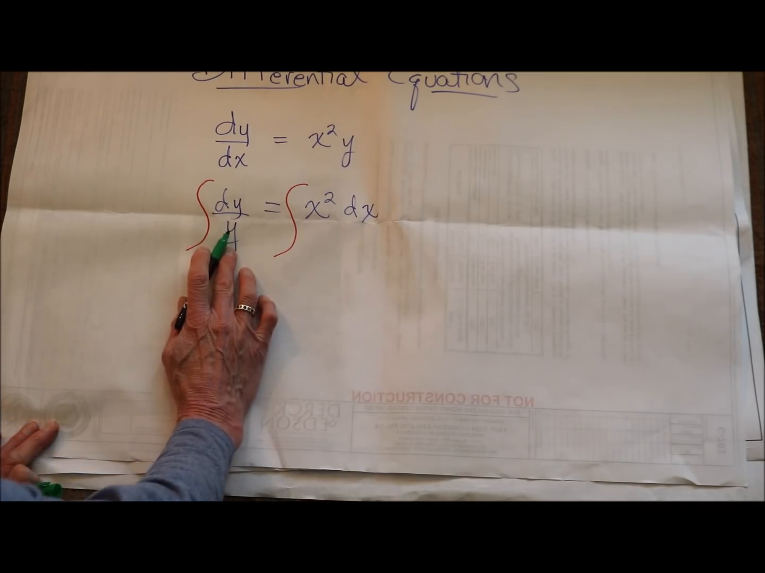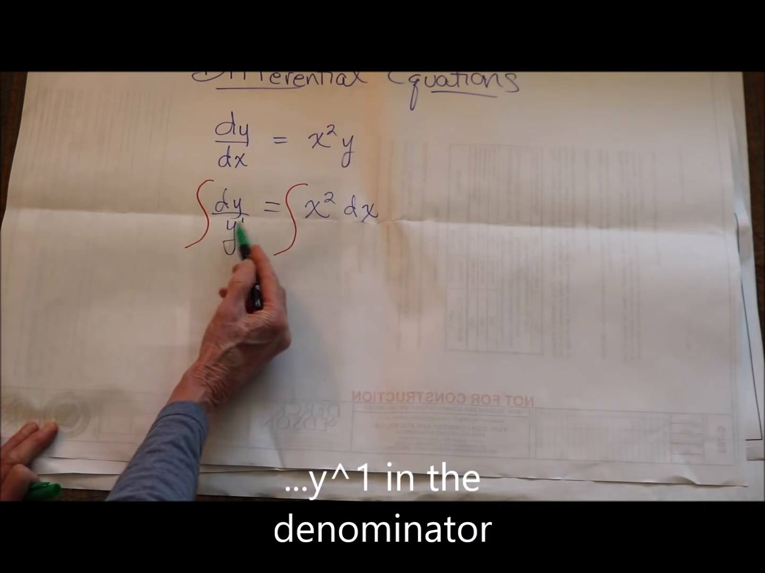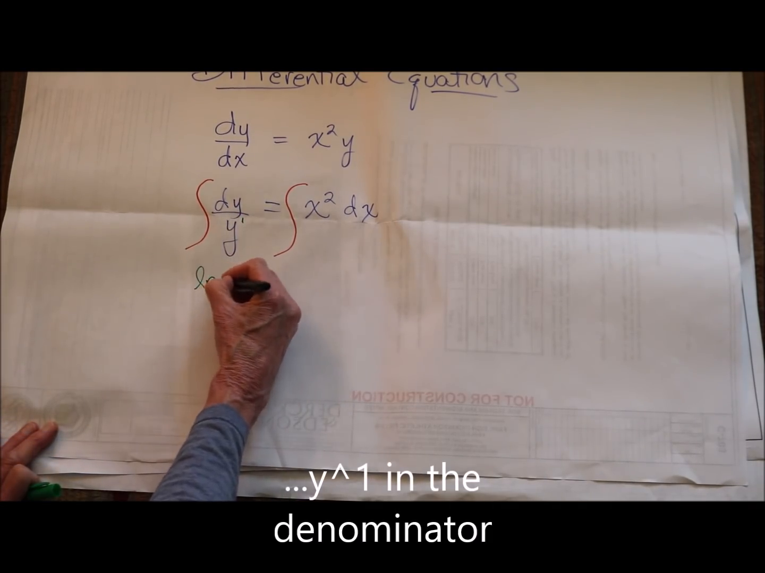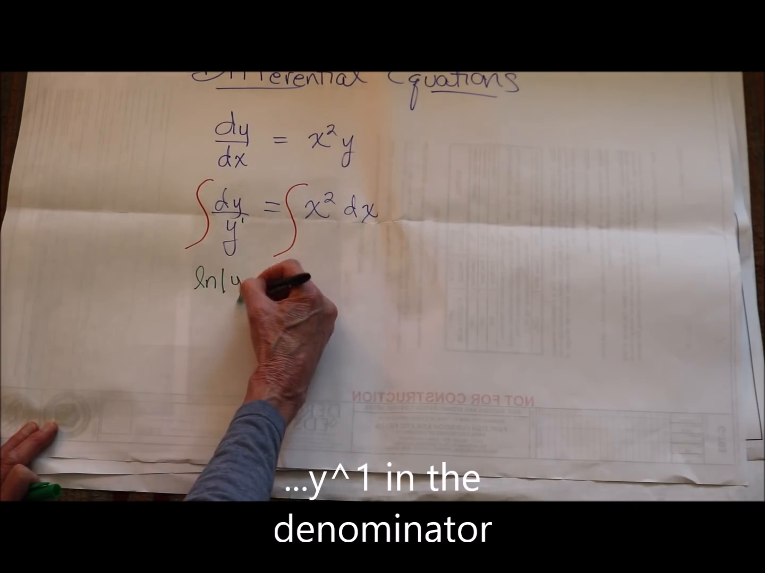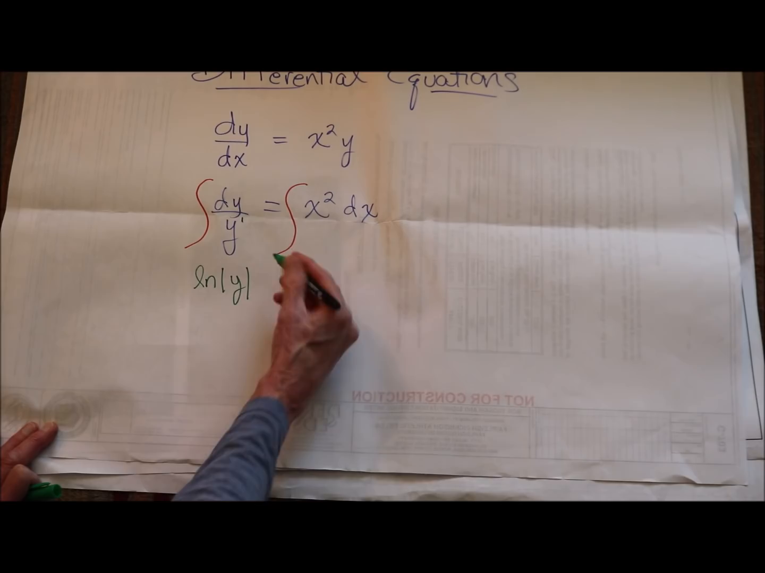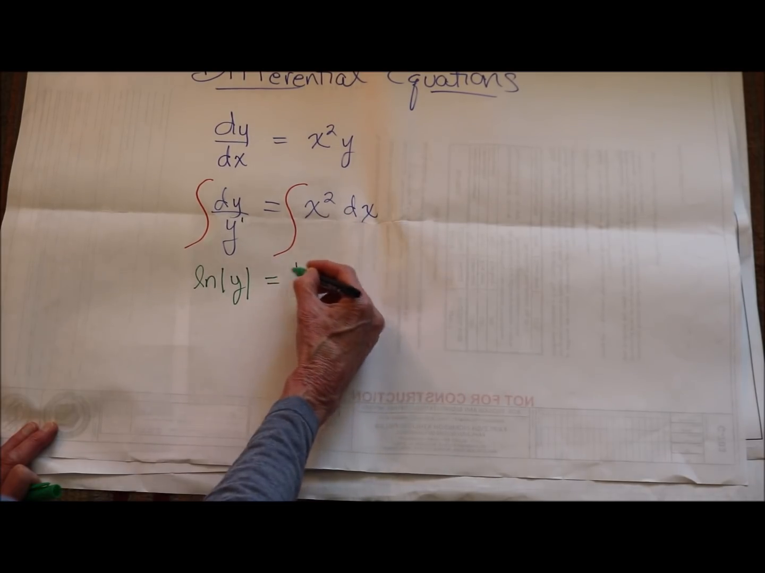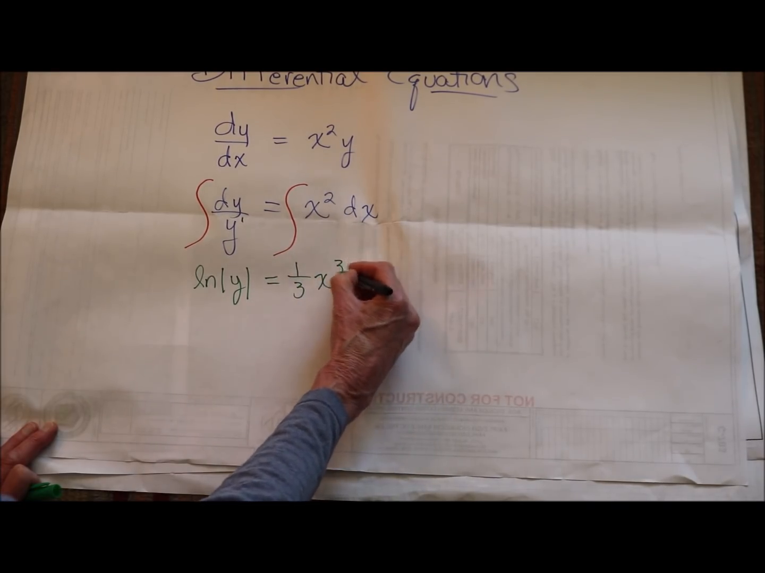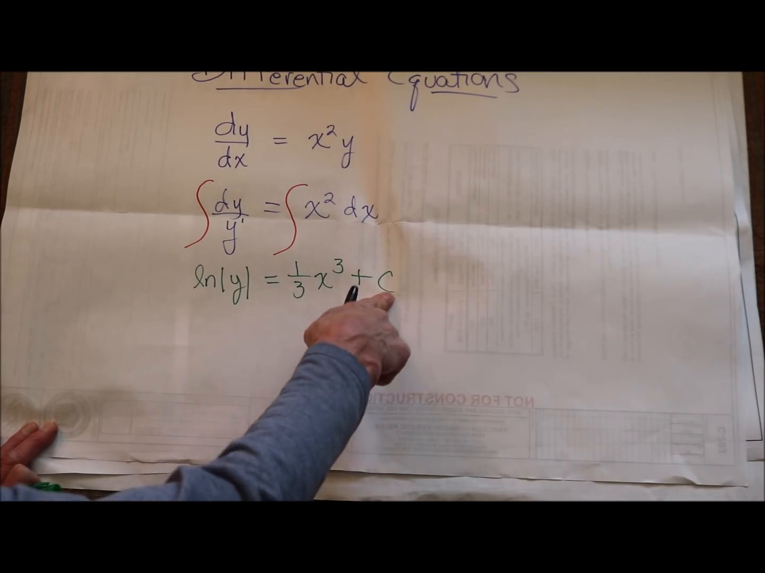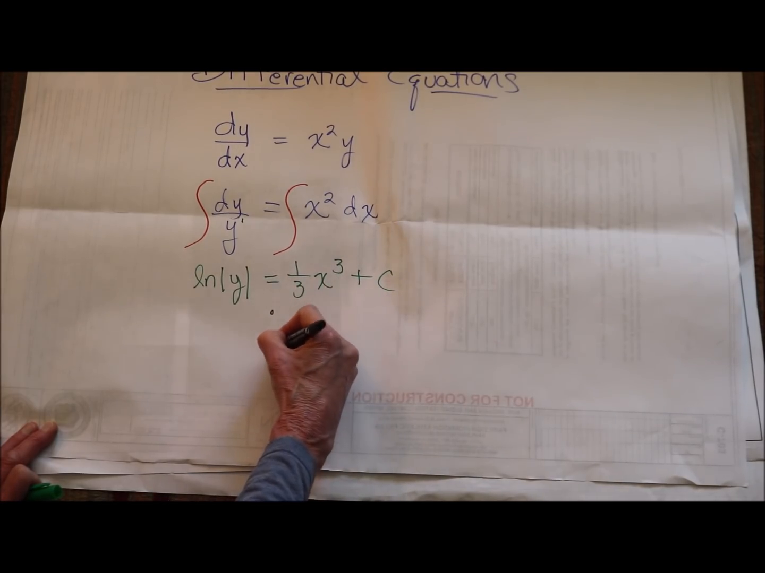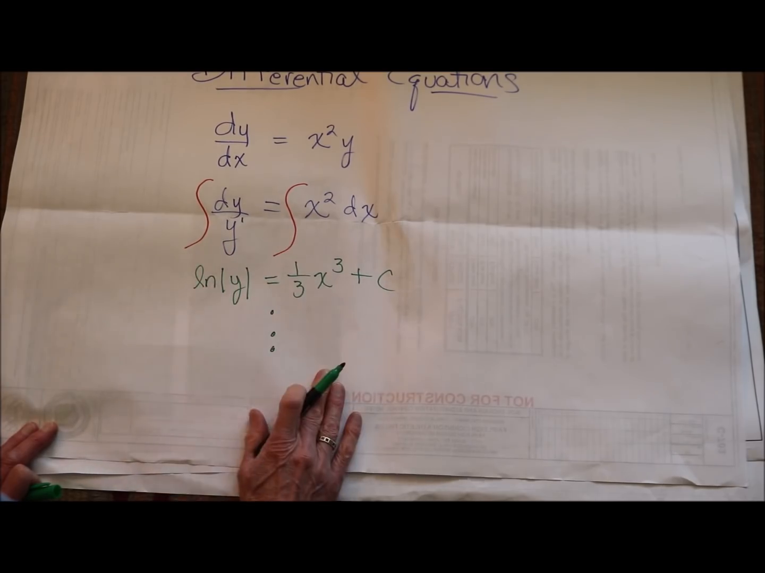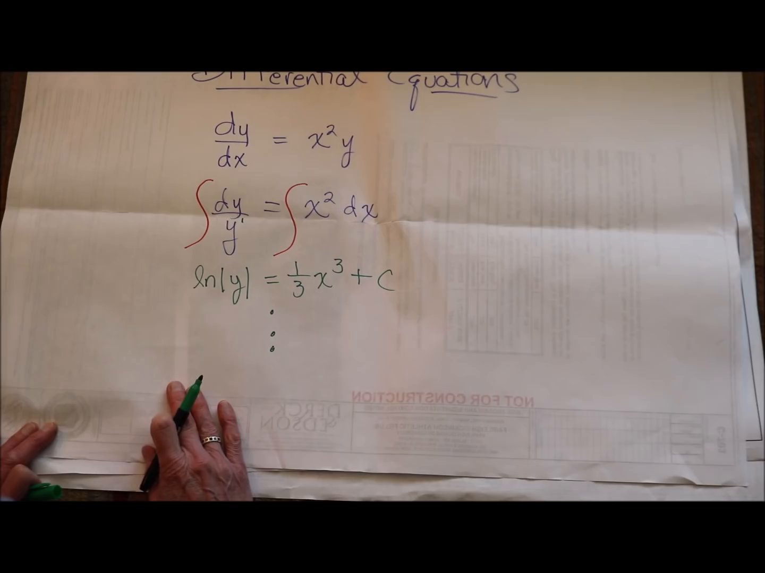Here, if I have a y raised to the 1, the indefinite integral of that is the natural log of the absolute value of y. 1/3 x cubed plus c. Very important to put the plus c. And then you go from there. Don't forget to show each step and to not forget your integral. Very important.